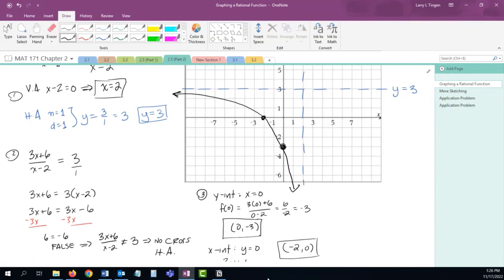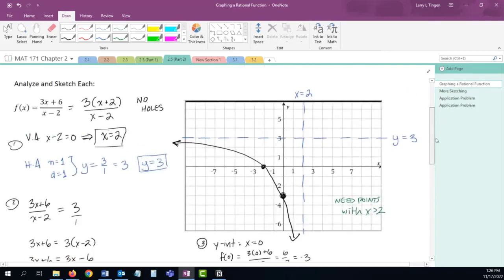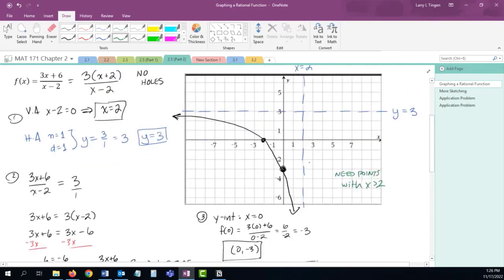All right, so that's part of my function. That's one section, but I need a point with x greater than 2 so that I know where this goes, right? Because this rational function, or this rational graph, could be down here or it can be up here. I don't know which one it is.